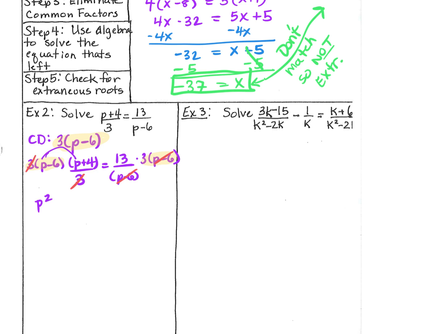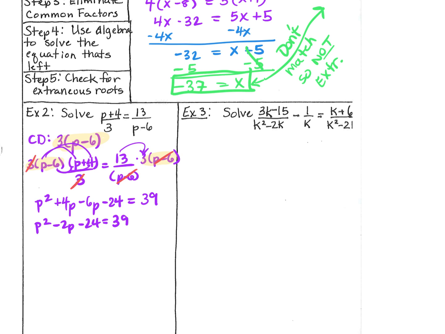P squared plus 4p minus 6p minus 24. And then 3 times 13 is... Okay. So we get p squared minus 2p minus 24 equals 39. We're not done because we still haven't found the solution, have we? Do you remember how we find the solution to a quadratic like this? Everything on one side, factor, and set the factors equal to 0.